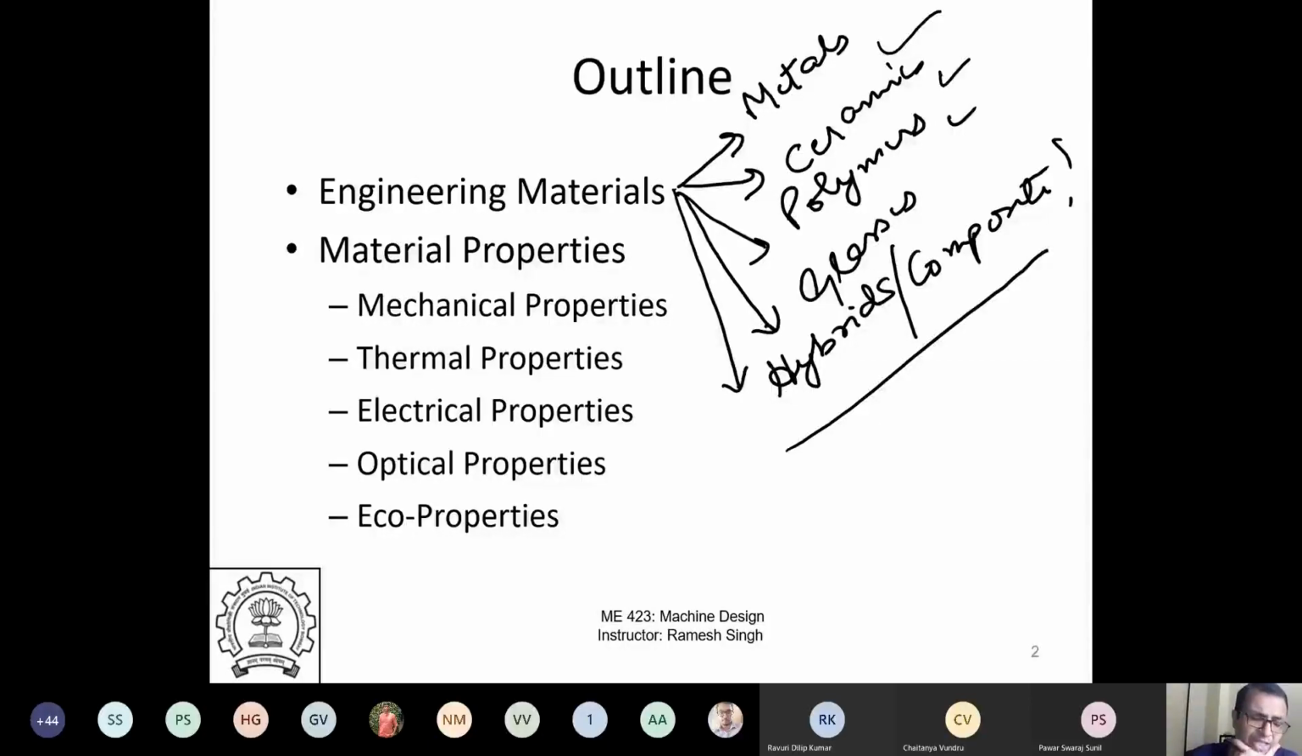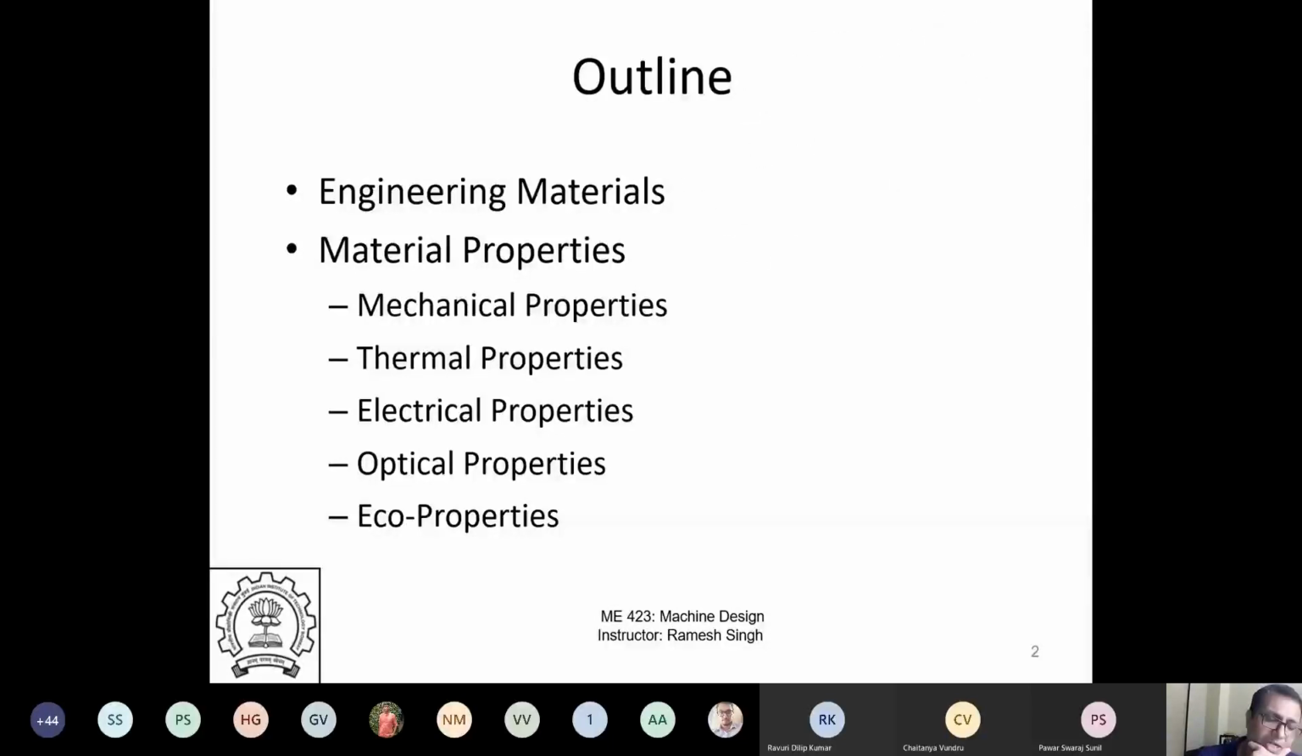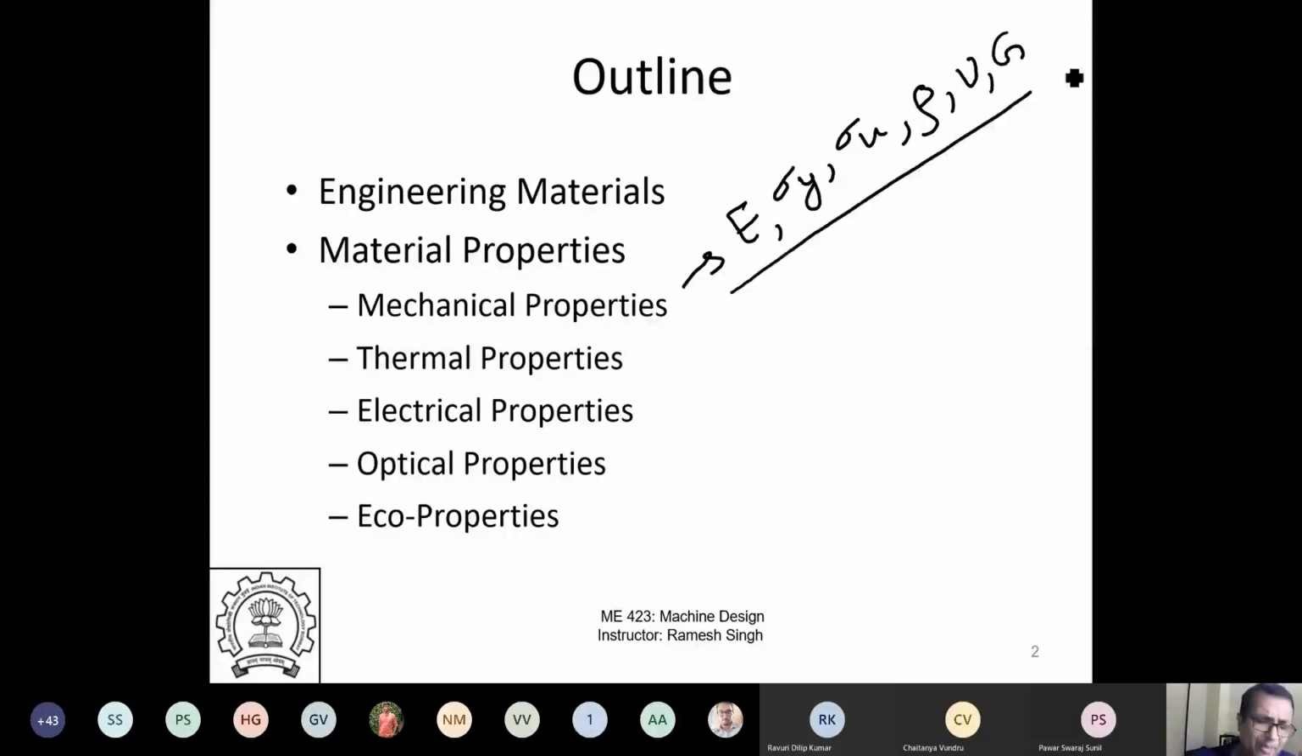Each of these materials will have certain properties. These can be mechanical properties. The mechanical properties I'm talking about can be modulus of elasticity, yield stress, ultimate stress, density, Poisson's ratio, and a few other mechanical properties, such as G, the shear modulus. So these are some of the mechanical properties which you would come across.